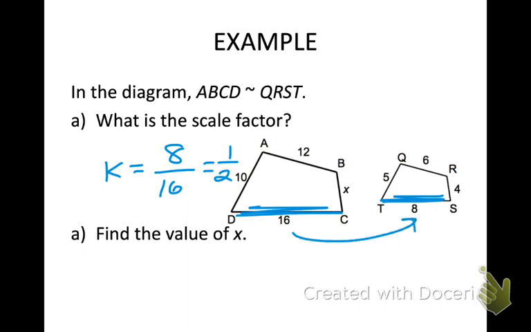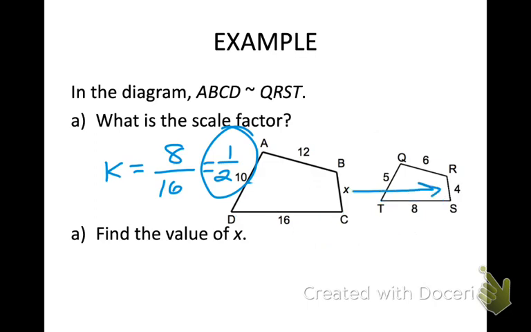How do I go from 16 to 8? I take half of it. How do I go from 12 to 6? I take half of it. How do I go from 10 to 5? I take half of it. So if I needed to use that to find the value of x, can you kind of just come up with the answer? If this is x, what do you take half of to get to 4? 8, right? Or you can set up your proportion.